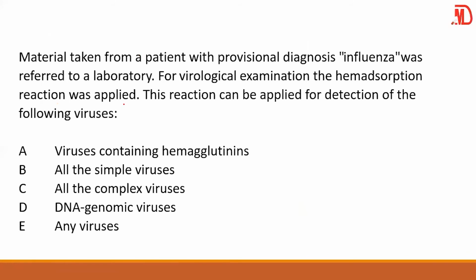Material taken from a patient with a provisional diagnosis of influenza was referred to the lab for virological examination. The hemoabsorption reaction was applied. This reaction can be applied for detection of which of the following viruses? Guys, look, there is hemoabsorption. So definitely they are going to look out for an antibody. This is an agglutination reaction.